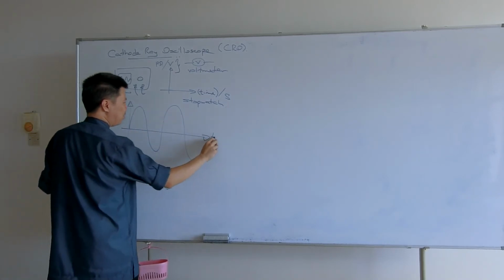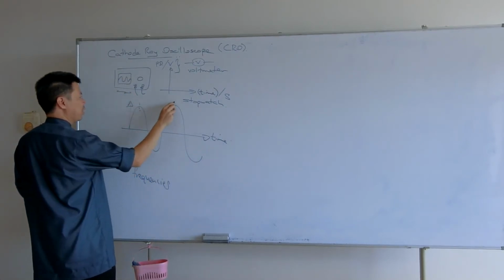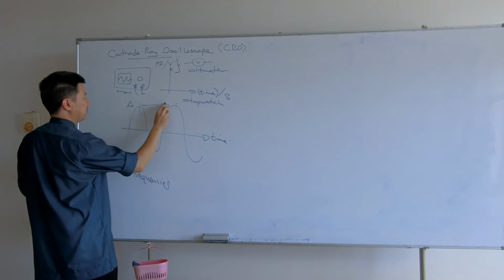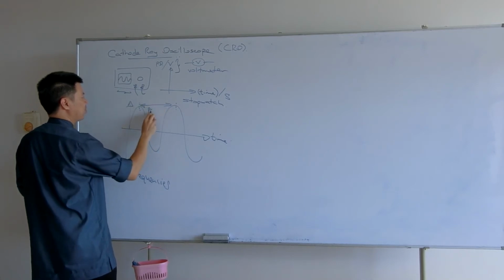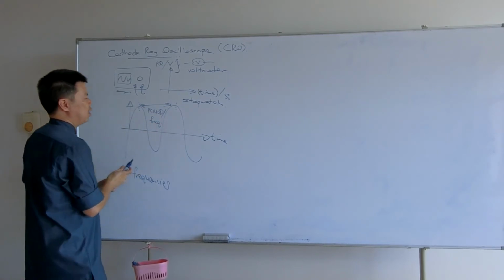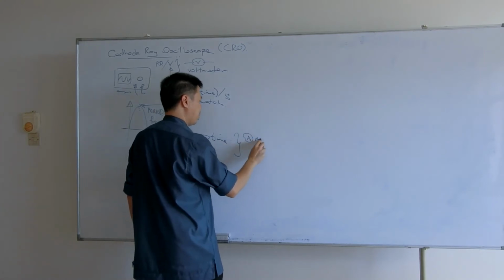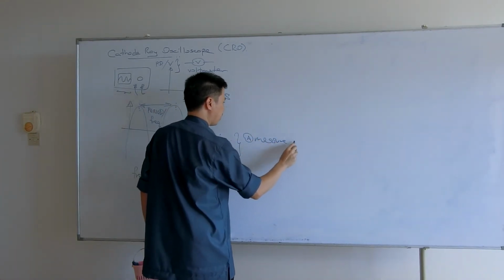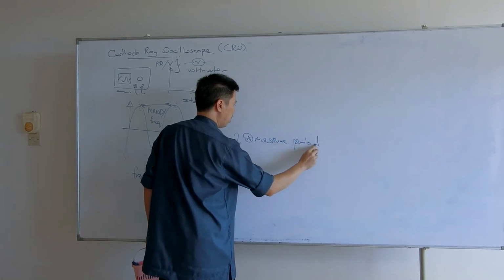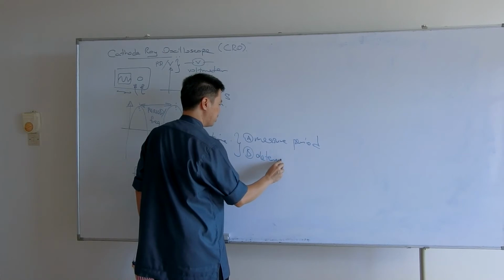Since this is time here, most of the time we'll be looking for the period. After the period, we can get the frequency. So in this component, we can A, measure period, B, determine frequency.